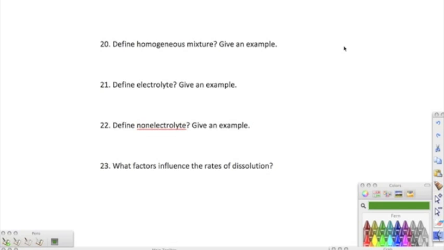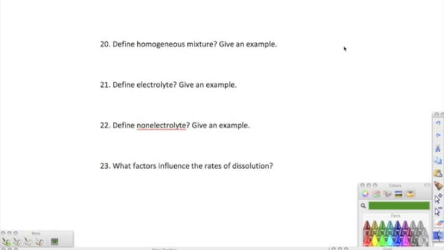Moving on to 21, it says define electrolytes and give some examples. An electrolyte is an aqueous solution that conducts electricity. These are any ionic solutions, anything that ionizes and creates a positive and negative charge. Also acids are going to be electrolytes. We see number 22, it says define non-electrolytes. A non-electrolyte is an aqueous solution that does not conduct electricity. Those would be covalent type compounds.